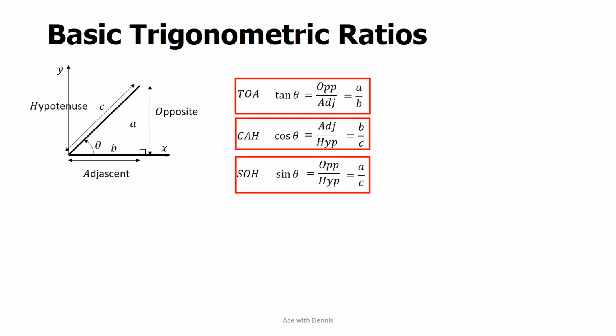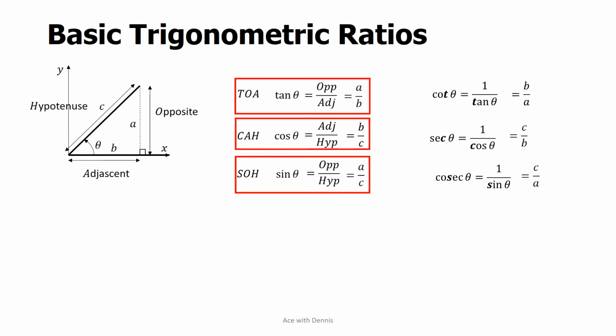There are some certain names which are the reciprocals of these trigonometric ratios. The first one, cotangent theta equals 1 over tangent theta, which equals B over A. The second is secant theta equals 1 over cosine theta, which equals C over B. Cosecant theta equals 1 over sine theta, which equals C over A.